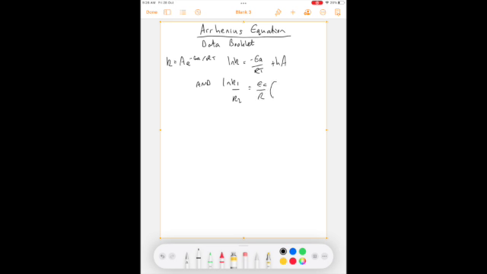A is the pre-exponential factor. This is to do with the frequency of collisions. That's your collision theory, which we know and love. EA, activation energy. You should have a good grasp of that before you go further into this video. And then R times T is the universal gas constant times temperature in Kelvin, not forgetting that R times T is basically the average kinetic energy.